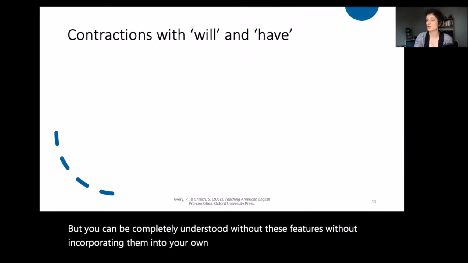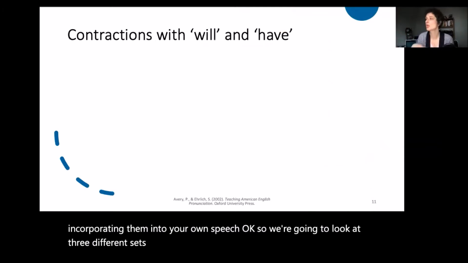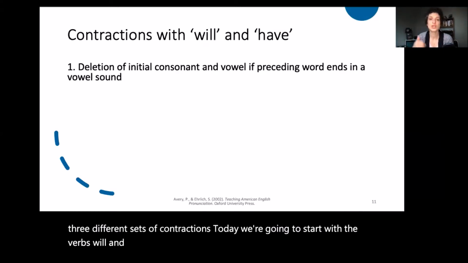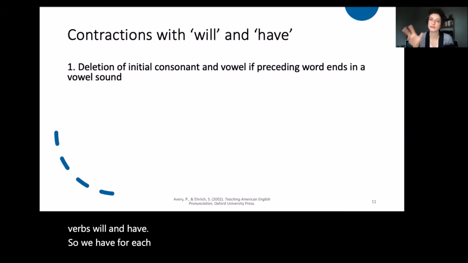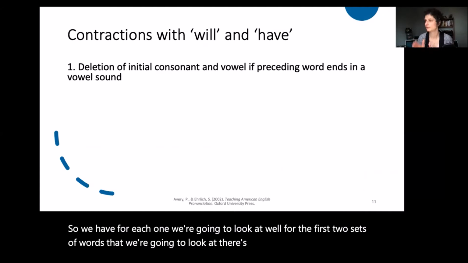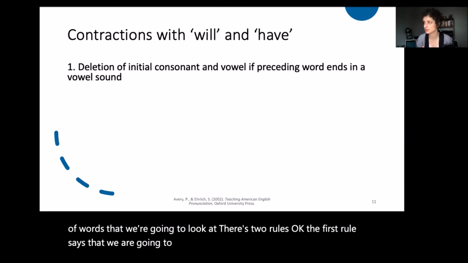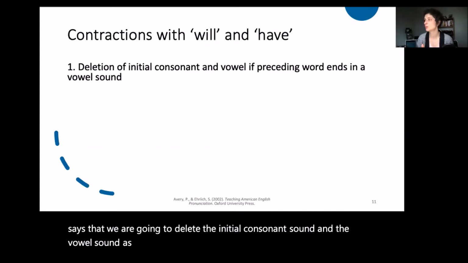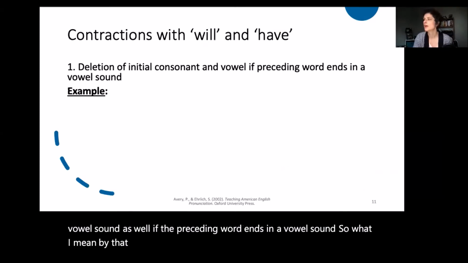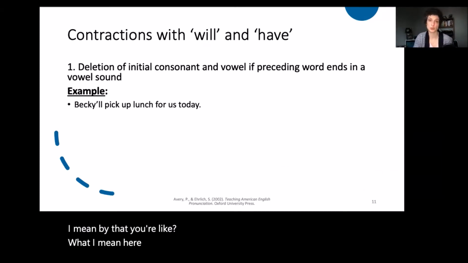Okay, so we're going to look at three different sets of contractions today. We're going to start with the verbs will and have. For the first two sets of words that we're going to look at, there are two rules. The first rule says that we are going to delete the initial consonant sound and the vowel sound as well if the preceding word ends in a vowel sound. Okay, what do I mean by that? You're like, what? Here we're going to look at two examples.